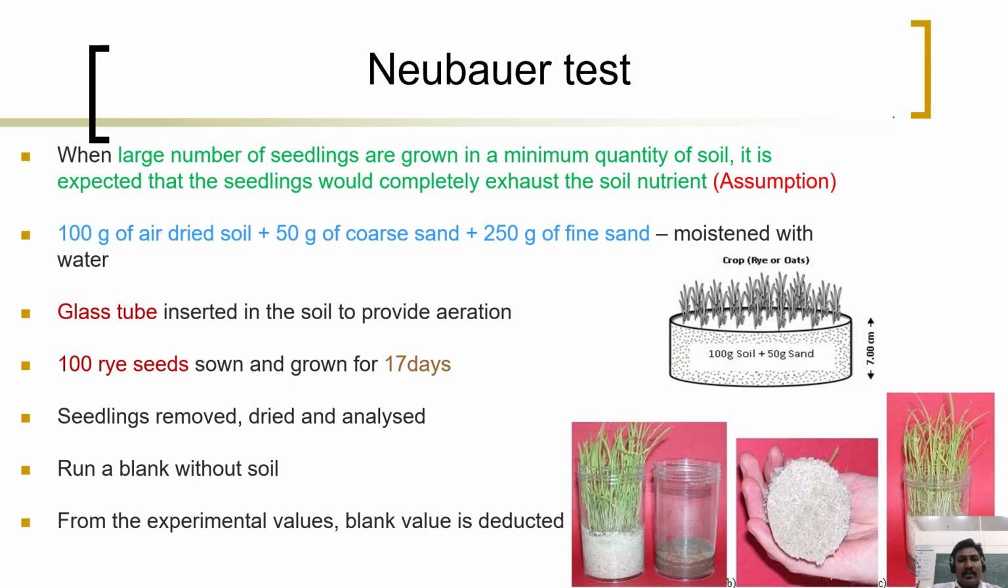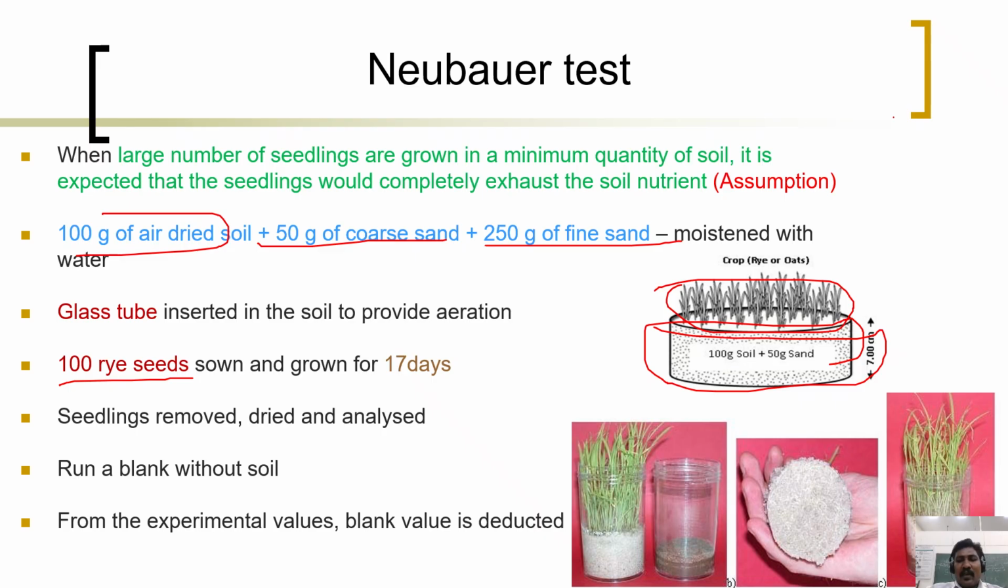for soil fertility evaluation. Apart from that, in a laboratory condition, you can grow certain crops. They are classified into different tests, like the Neubauer test. In this Neubauer test, 100 gram of air dried soil plus 50 gram of coarse sand and 250 gram of fine sand you will be taking in a container. The soil samples will be moistened with water, then a large number of seedlings can be grown here. Nearly 100 rice seeds can be grown and allowed to grow for 17 days continuously.